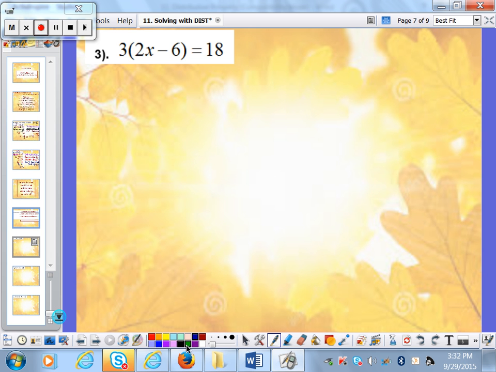Okay, for this one, some of you might be ready to go on your own and try it, or you can follow along. So I notice that there are parentheses. I want to get rid of them. The only way to get them to disappear is to distribute. In this case, a positive 3. 3 times 2x gives me 6x, and a 3 times a negative 6 is negative 18, and I bring down equals 18. I identify my variable, and I want to isolate it.